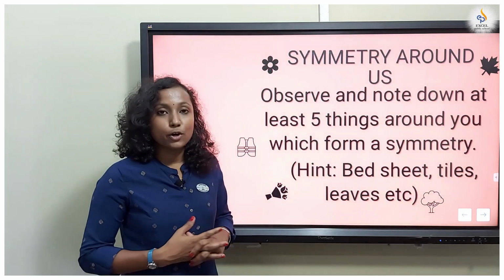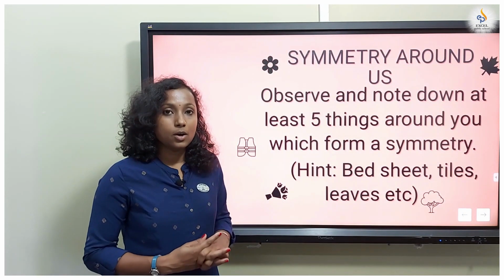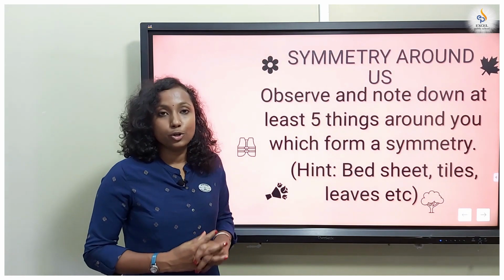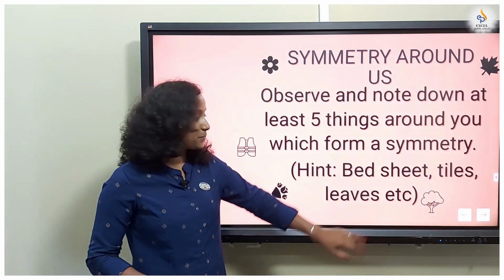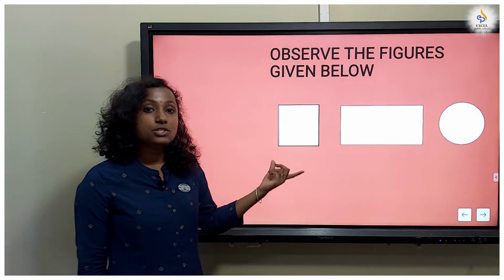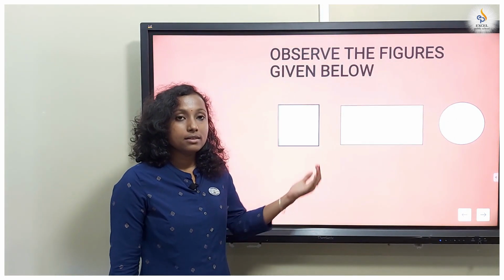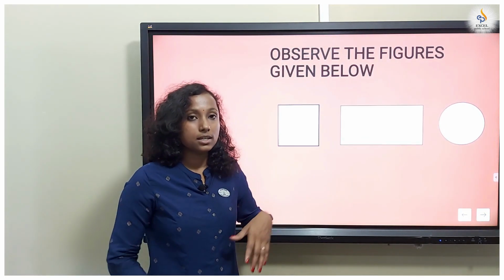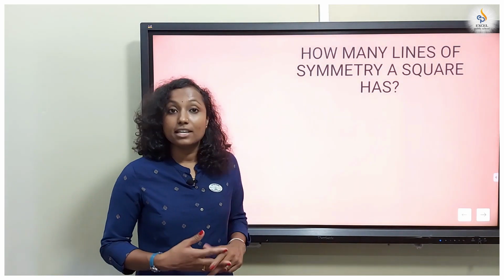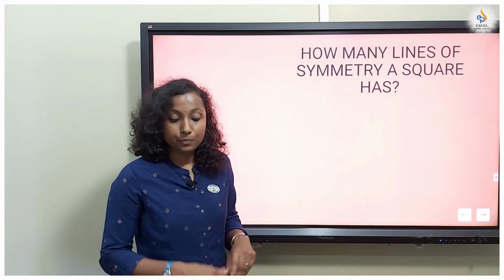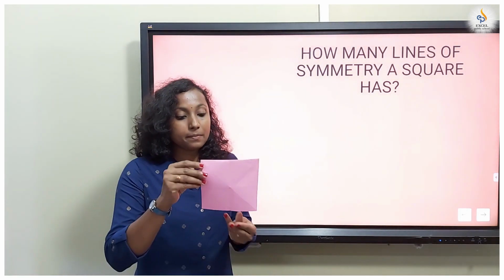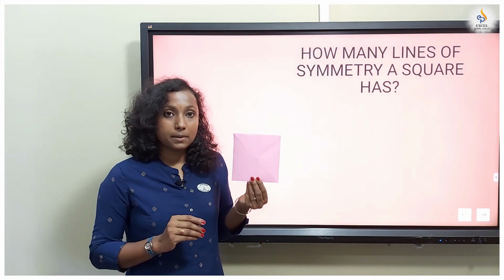Now there is a task for you all. Observe and write down at least 5 things around you which form a symmetry. Now observe the shapes. There is a square, there is a rectangle and there is a circle. How many lines of symmetry can a square have? Look at the shape. I have a square in my hand.